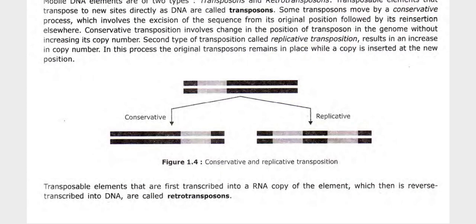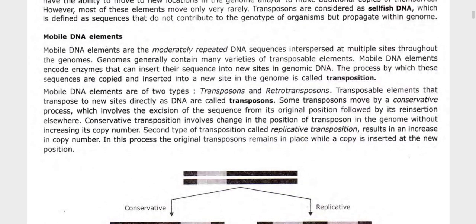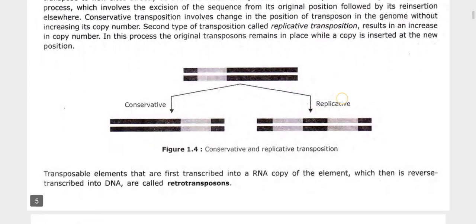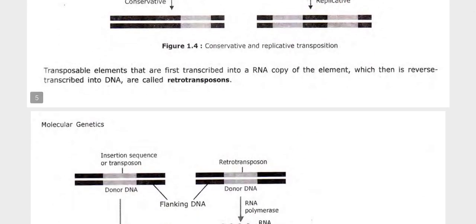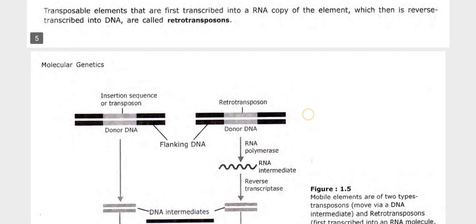Transposable elements that are first transcribed into an RNA copy of the element, which is then reverse transcribed into DNA, are called retrotransposons. Two types of transposition are present: conservative and replicative. Then transposable elements that are first transcribed into an RNA copy which then is reverse transcribed into DNA are called retrotransposons.